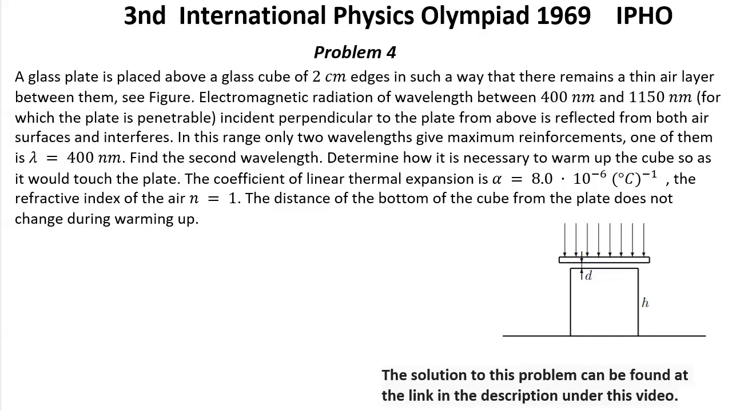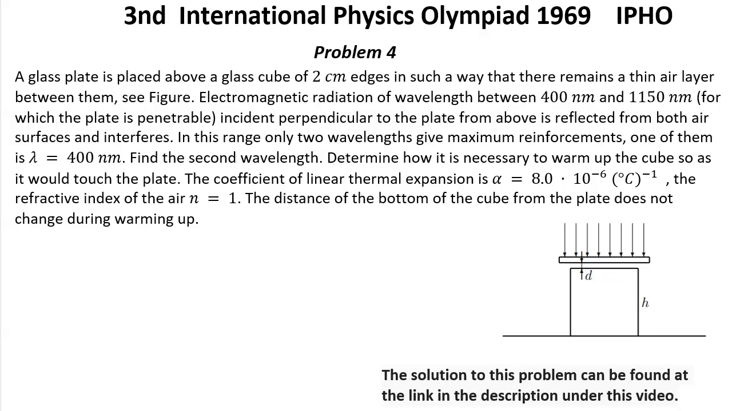Third International Physics Olympiad, year 1969, IPHO. Problem number 4. A glass plate is placed above a glass cube of 2 cm edges in such a way that there remains a thin air layer between them.